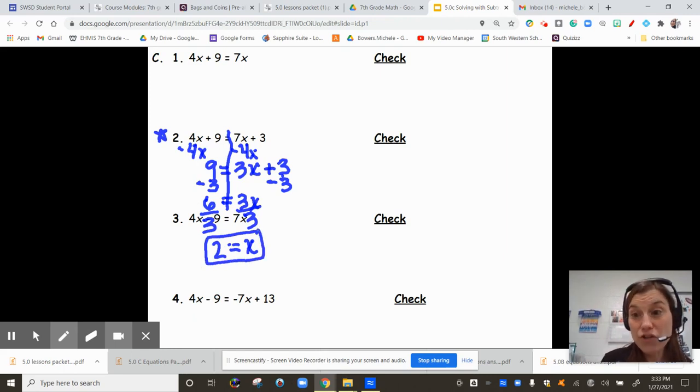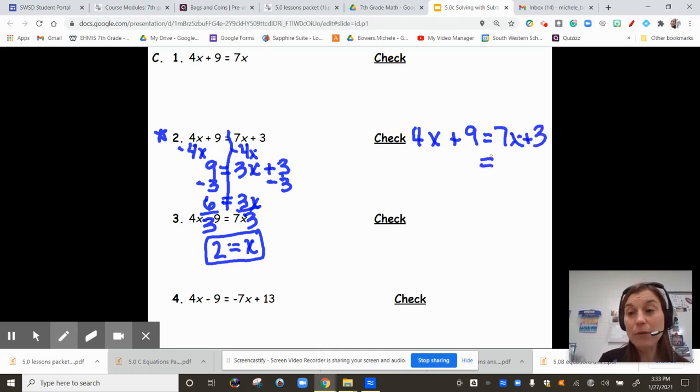So now I'm going to do the check. The check is a little bit different from what you're used to. So let's go back to the very beginning. 4x plus 9 equals 7x plus 3. And I'm going to bring down the equal sign again. I'm going to now substitute, and I'm going to substitute in 2 for all of the x's.